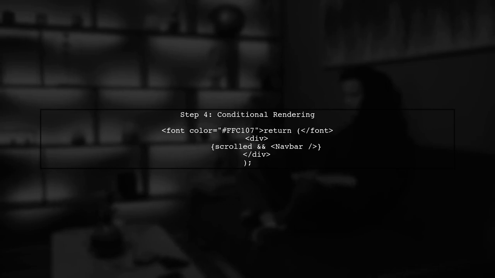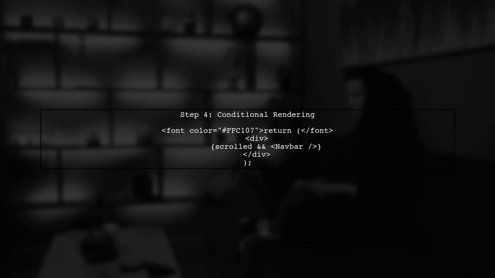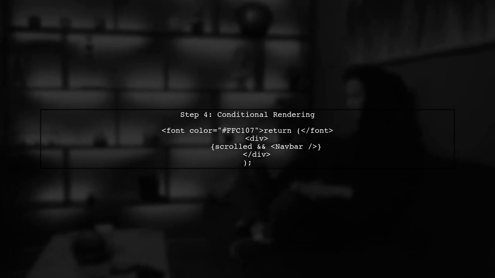Finally, we can conditionally render the navbar element based on the scroll state. If the user has scrolled past the header, we will display the navbar.